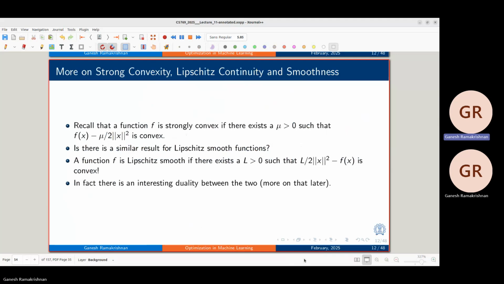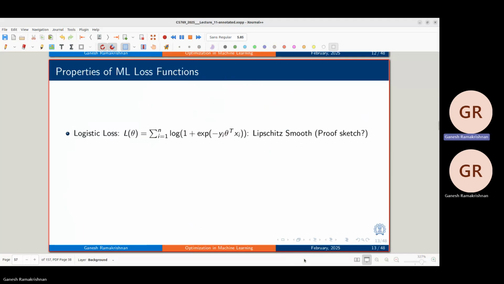And in fact, there's an interesting duality connection. What I'll also leave you with is, I want you to look back at the different losses. Okay, I'm going to leave these slides. You need to understand them. I really won't have time to go over it. I'll assume you will have gone over it next time. So logistic loss, is it Lipschitz smooth? The claim is yes, it's Lipschitz smooth. How do you show it's Lipschitz smooth? I have given the proofs here.